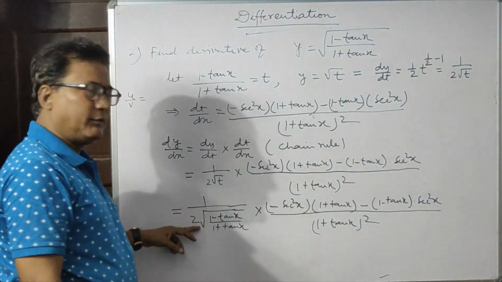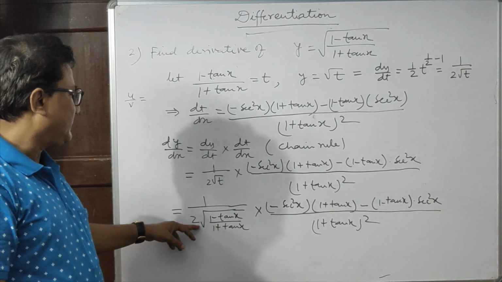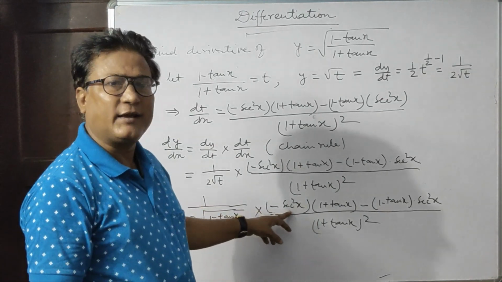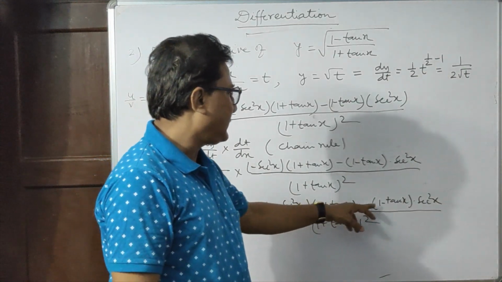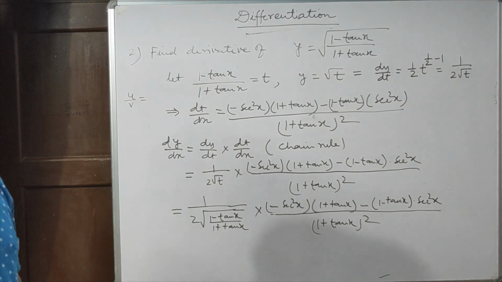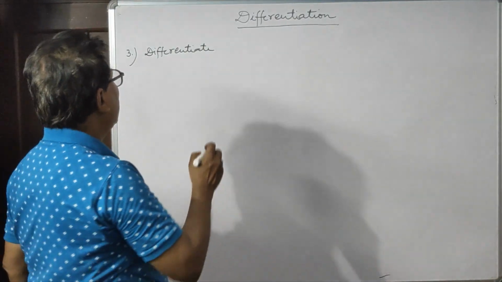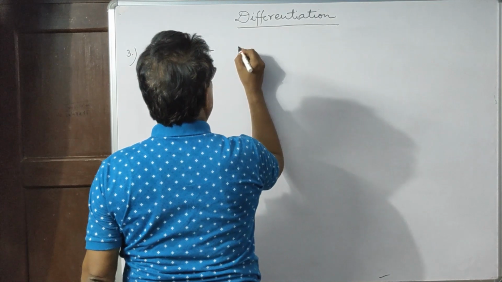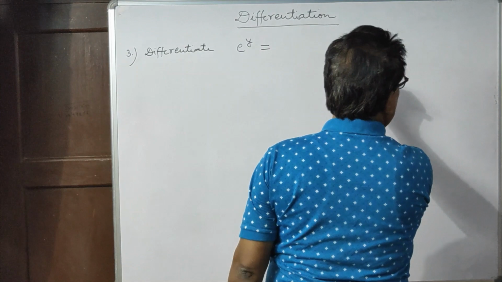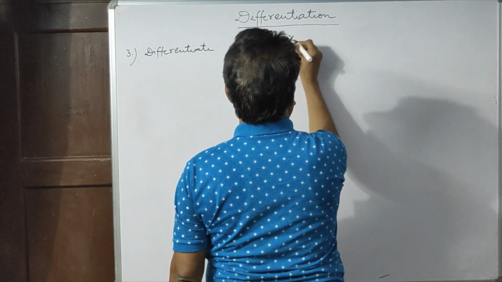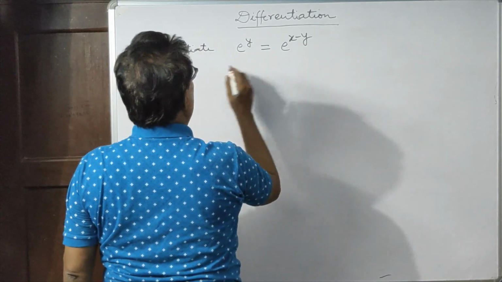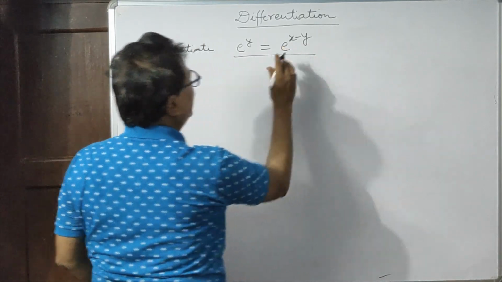So this will be given by 1/2 (1 minus tan x)(1 plus tan x) minus sec square x (1 plus tan x) minus (1 minus tan x) and sec square (1 plus tan x). So this much will be. Now, dear friends, differentiate this function. This function you have to differentiate.